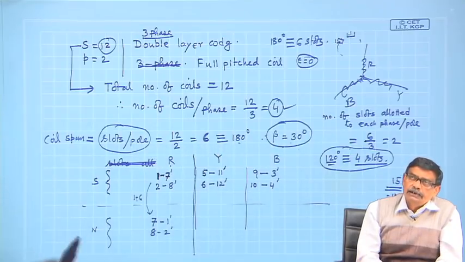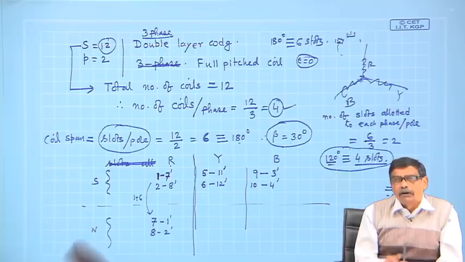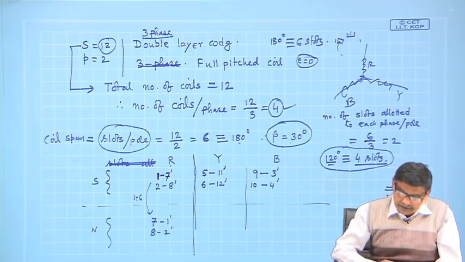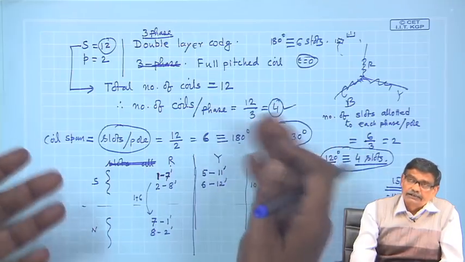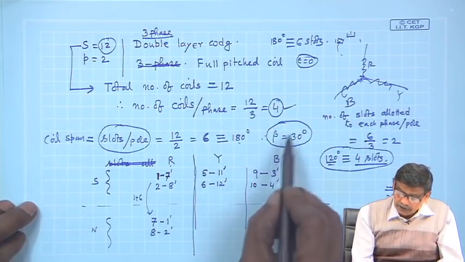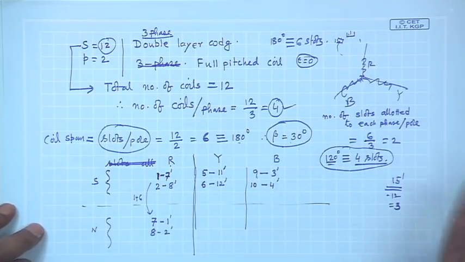Balanced 3 phase winding you want to do, at the end you must come up with 4 coils of R phase, 4 coils of Y phase and 4 coils of B phase. This number 4 is also achieved just like that. But do not forget to calculate beta, the slot angle, that is the slot pitch. Thank you.